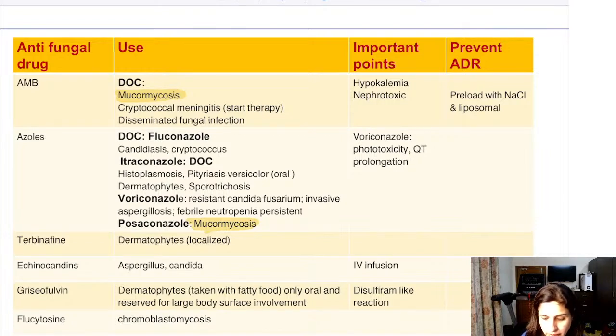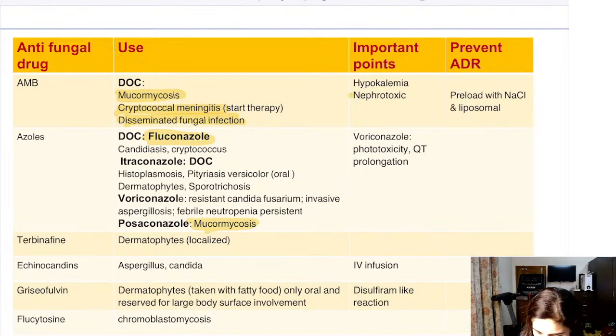Then for cryptococcal meningitis, you need to start the therapy with amphotericin B, and then we continue the therapy with fluconazole. ठीक है? Then we continue the therapy with fluconazole. Or amphotericin B is also required for disseminated fungal infection. ये important चीज़ होगी amphotericin B.